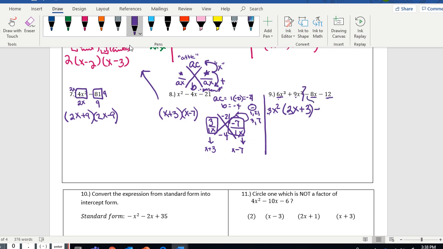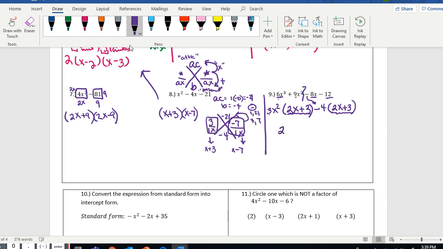Now, I want it minus because I want it to match this right here. Minus 4 leaves me 2x, and then negative 4 times what would give me 12? Well, positive 3. Negative 4 times positive 3 gives me negative 12. Now, these two match.